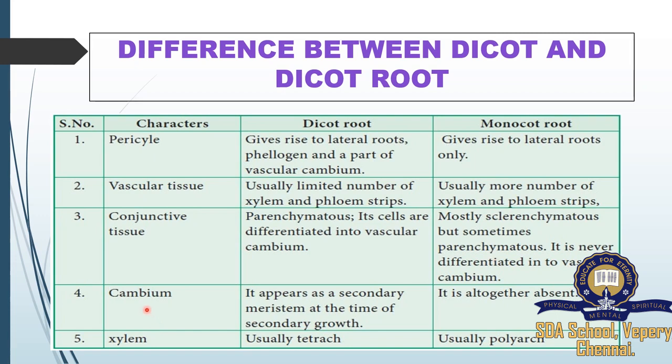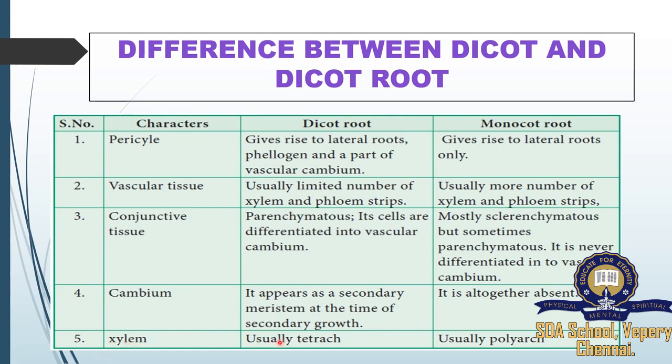Next, cambium. What is cambium? It appears as a secondary meristem at the time of secondary growth. Yes, it acts as one more meristem for the secondary growth. When the plant begins to grow, after some time the secondary growth happens. At that time, this meristem helps the secondary growth. In the monocot it is altogether absent. So here we don't have a meristem for the secondary growth. Only the first growth itself happens. The second time it does not have a meristem.